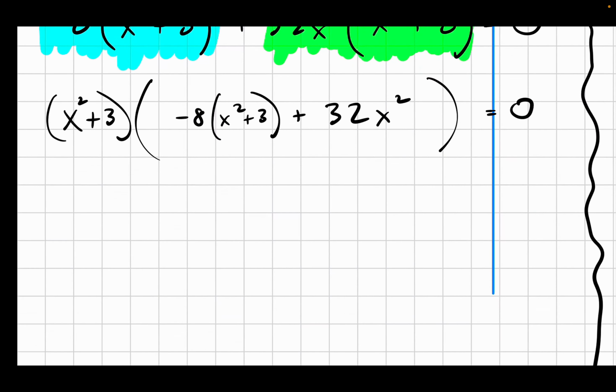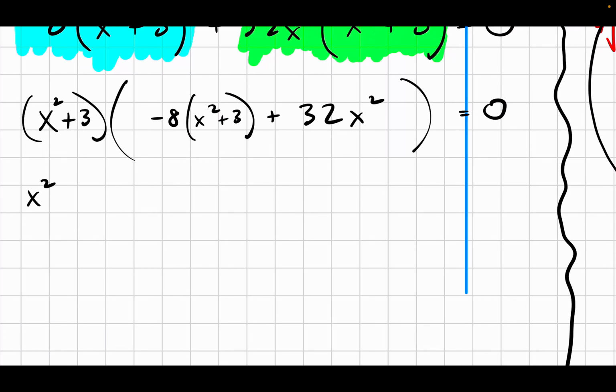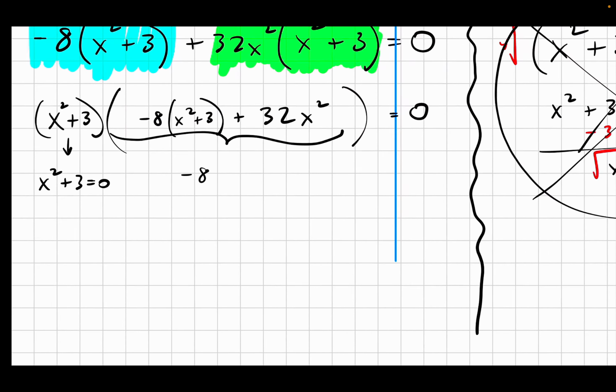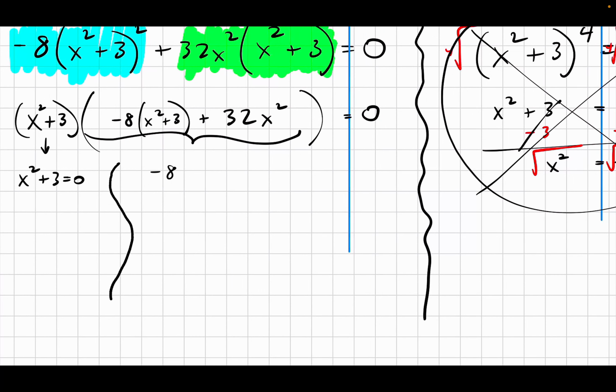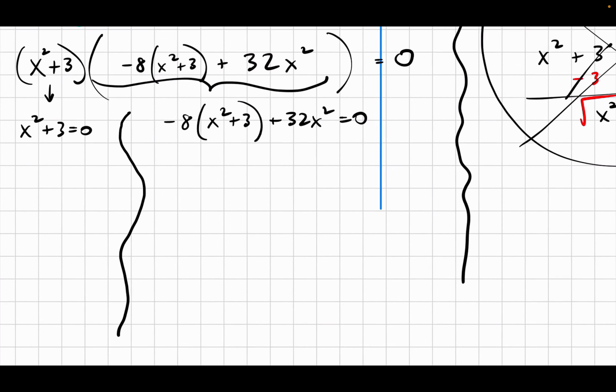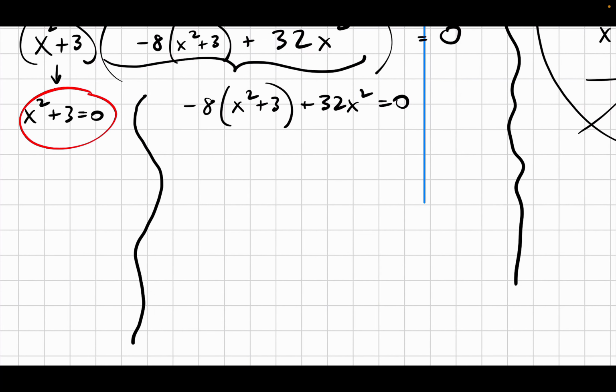Okay. So now you're going to set both of those equal to 0. x² + 3 = 0, which will lead me to nothing again. And then this guy equal to 0. This guy's the same thing. It's not going to lead me to anything but imaginary. This guy over here, I will actually get an answer.